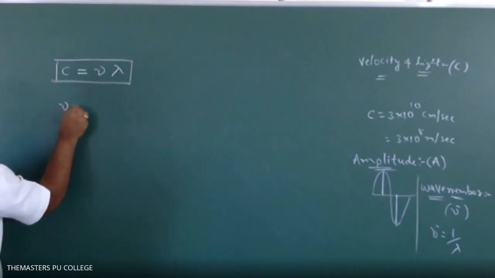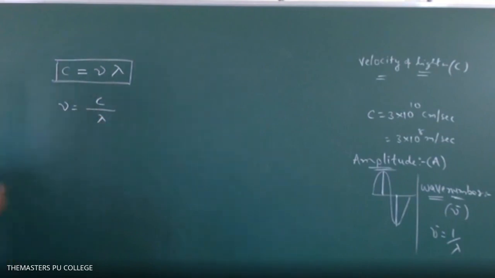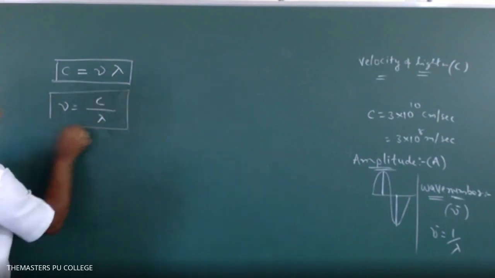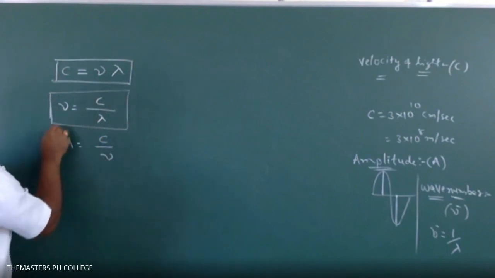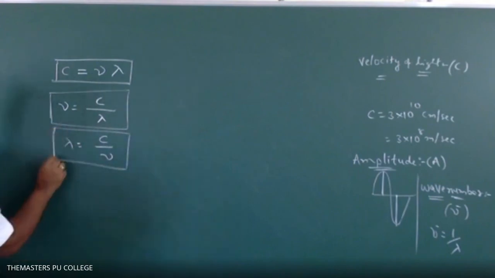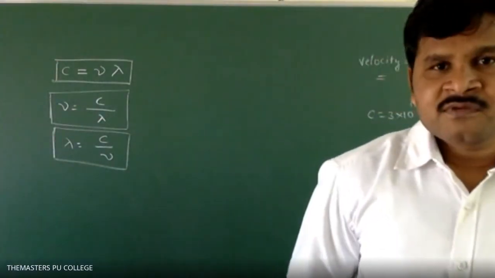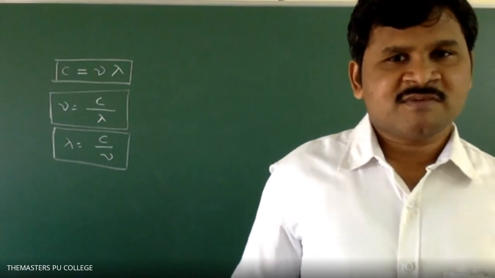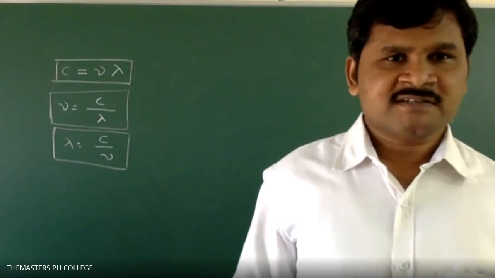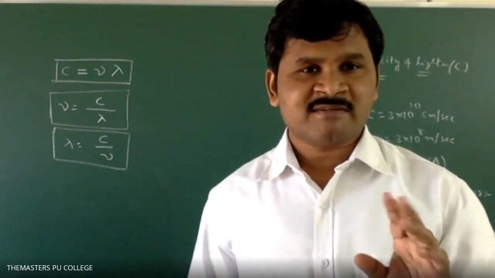Nu is equal to c by lambda, and lambda is equal to c by nu. So these are the important conversions: nu is equal to c by lambda, or lambda is equal to c by nu. So important formulas. Next, while we are solving problems, please remember one important thing.